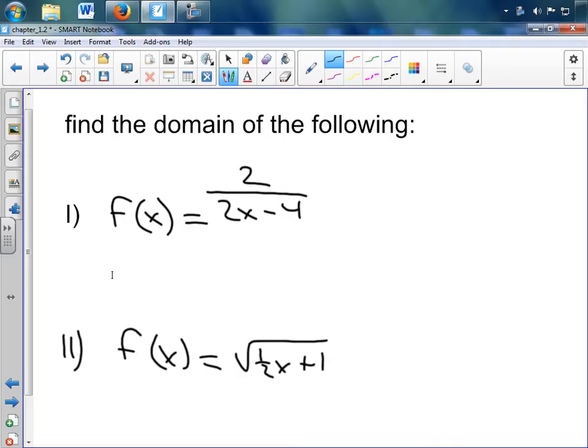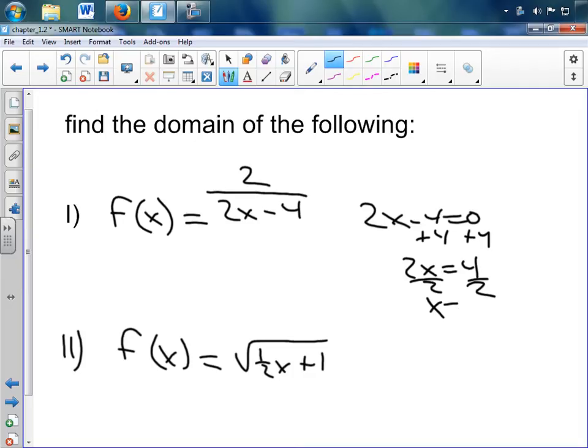So, how do I know the bad point? I'm looking to see when this fails. We could graph these. I think it's pretty easy algebraically. I want to know when the bottom equals 0, because that's a bad point, okay? So I add 4 to both sides. 2x equals 4, divide by 2, x equals 2. So when x equals 2, this goes to 0, which is undefined, so we cannot equal that.